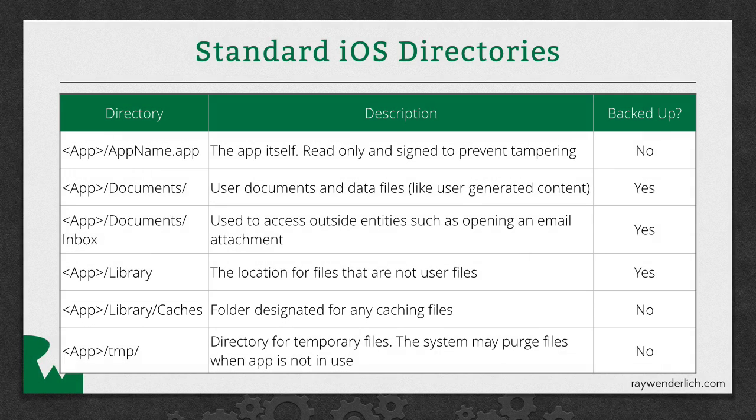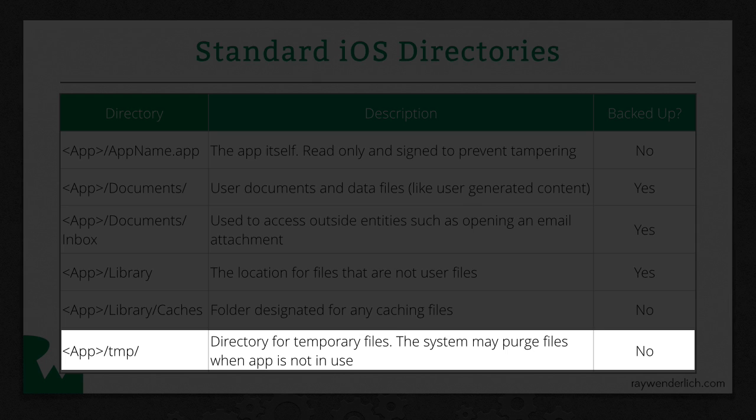And finally, there's the tmp directory. And this is your temporary directory. So say you had a zip file and you want to unzip the file and then organize all those unzipped files. Well, you would first unzip them into the tmp directory, and then you would organize them from there. The thing to keep in mind with the tmp directory is that when your app is not running, the system may sometimes flush out that directory.